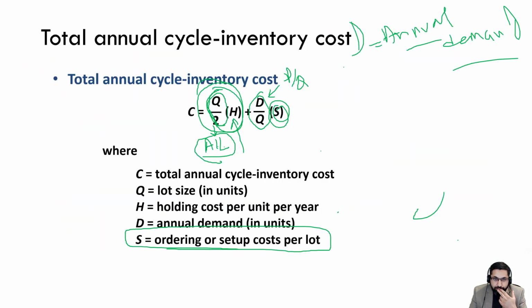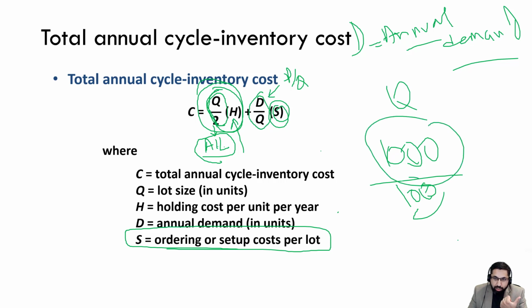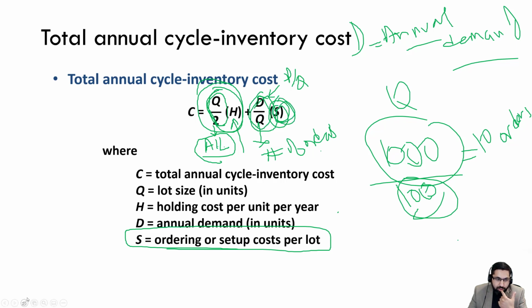Q is how much you order each time. So if you need 1,000 pieces over a whole year, and each time you order 100, then how many orders will you place? Well, I need 1,000, each time I order 100, so 1,000 over 100, I'm going to place 10 orders. Makes sense, right? So D over Q gives you the number of orders you place in the whole year, times the cost per order, S, will give you the ordering cost.